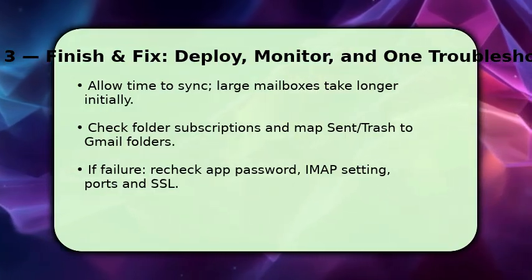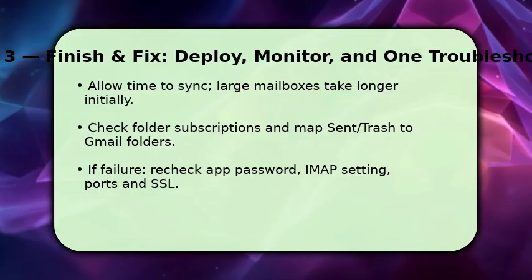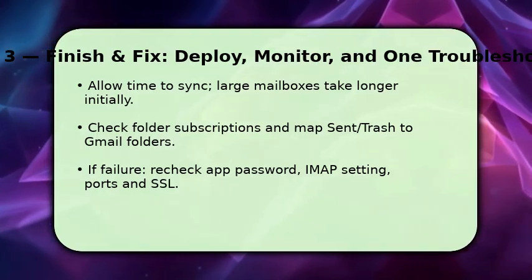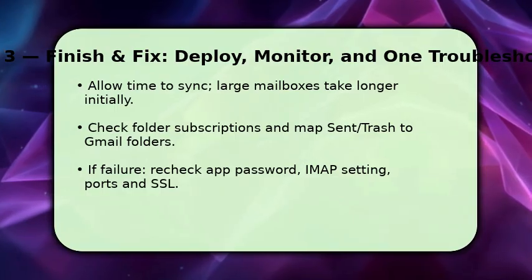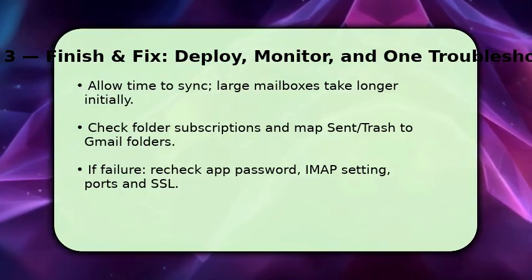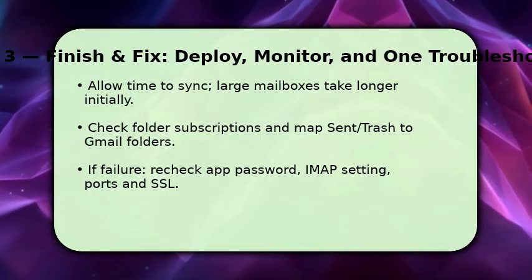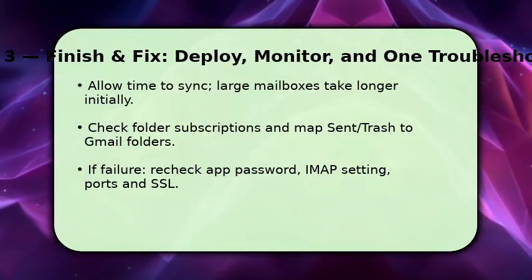If something fails, first recheck the app password and that IMAP is enabled, then confirm ports and SSL settings. If tests still fail, sign out, restart Outlook, and run the add account flow again. This resolves most connection glitches.